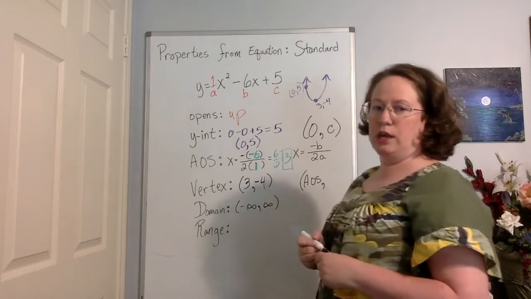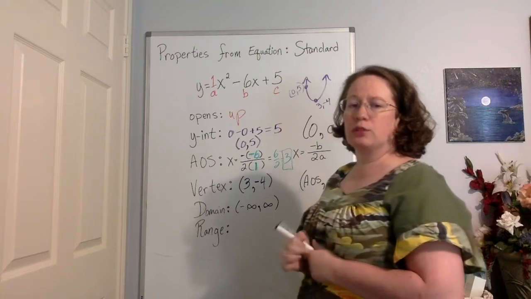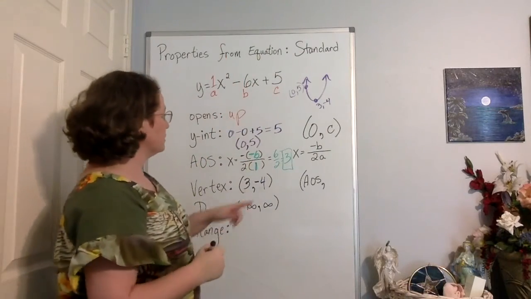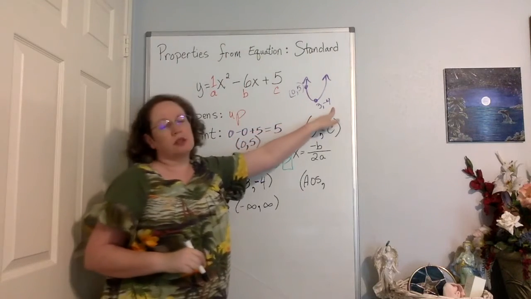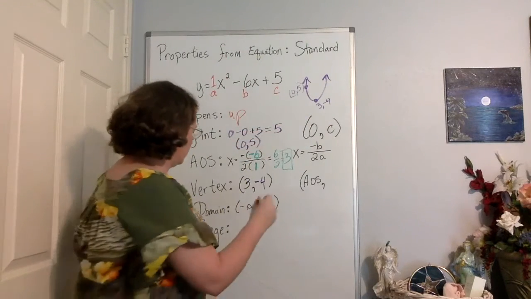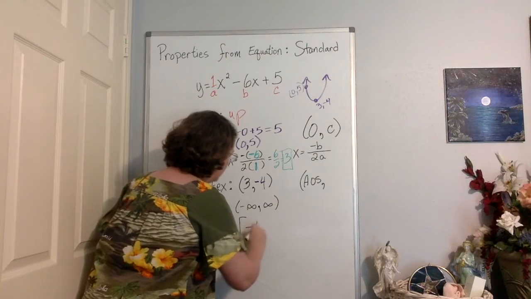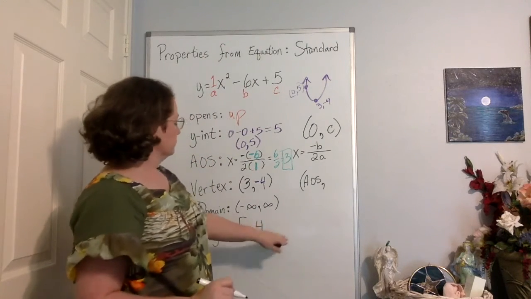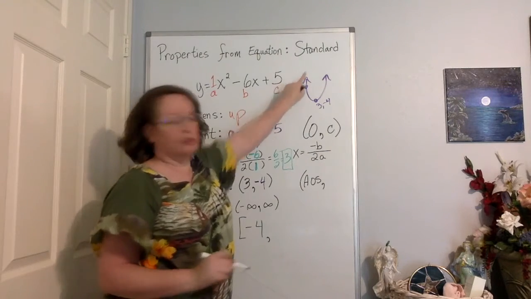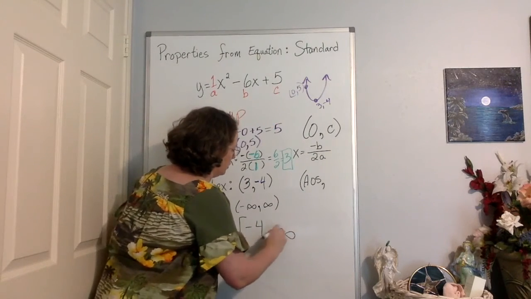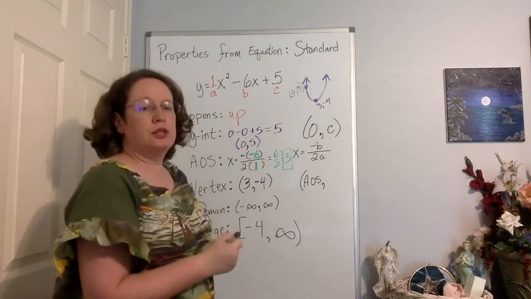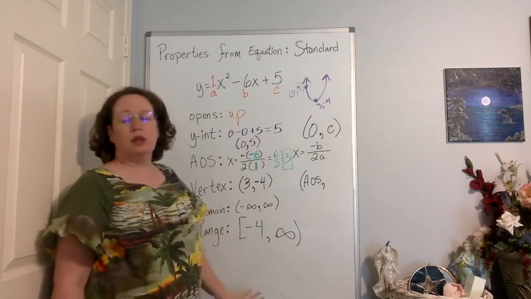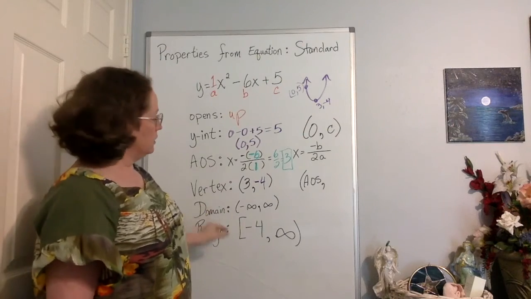Now let's look at our range. Range goes from what to what? Bottom to top. Where is the bottom at? Look at the y value, negative 4. Bracket, negative 4. Always a bracket because it's on the curve. How high is it going? There's your arrows. We're going to infinity. So these are all the properties that we can determine from a quadratic function in standard form.